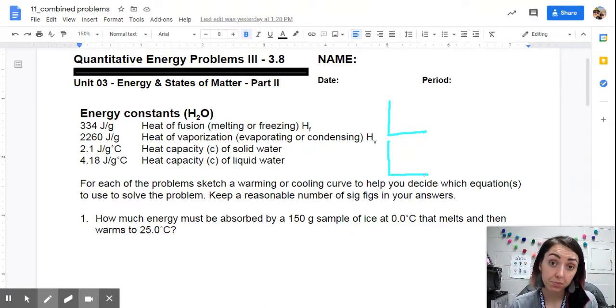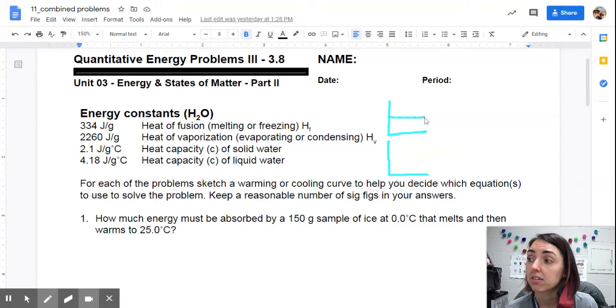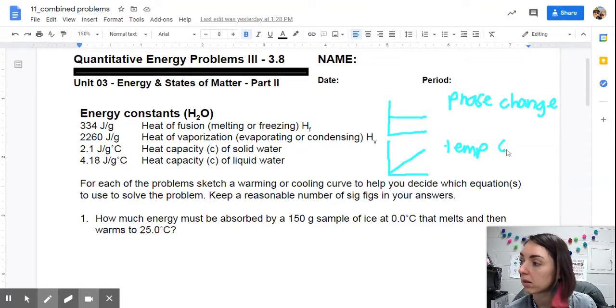So if you remember, when energy goes into a system, it can do one of two things. It can change the phase, the state of matter, like solid to liquid, liquid to gas. That looks like a plateau on a temperature time graph. Or it can change the temperature. That looks like a slope on a temperature time graph. So again, this one is a phase change, a plateau, versus we could also have a temperature change or a slope.